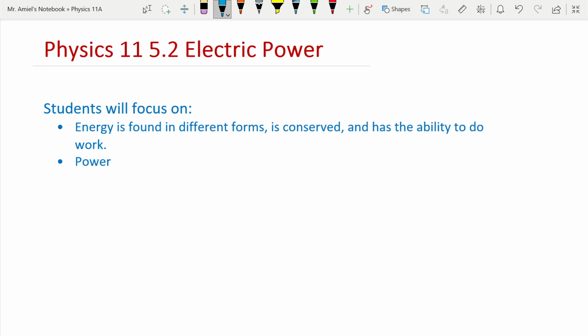Okay, physicists, this is lesson 5.2. We're going to have a look at electric power. Again, we're going to have a focus on energy being found in different forms, being conserved, and having the ability to do work. Only this time we're going to bring in the idea of power, which again we're familiar with.